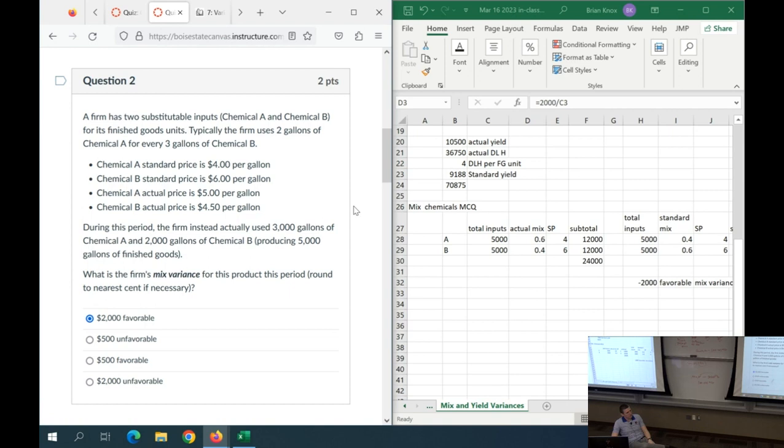I know our yield variance is kind of similar to this variance. Could you differentiate between the mix and the yield one more time? Yeah. So the mix variance tells us how much of our quantity variance is due to messing up the proportions of different substitutable inputs, like different chemicals or different items in a trail mix. And the yield variance says, whatever you did in terms of individual units, how many finished goods units do we get out of the total inputs we put in?